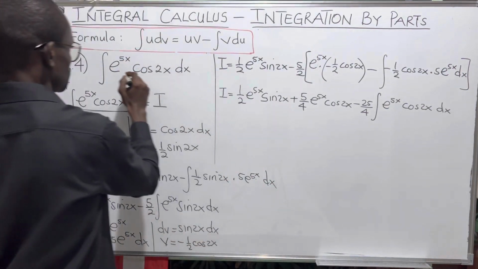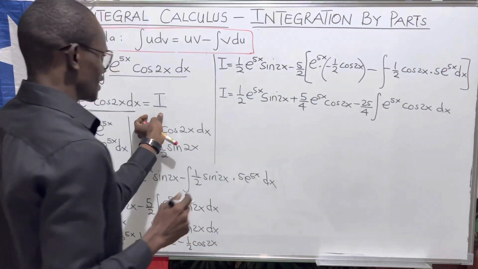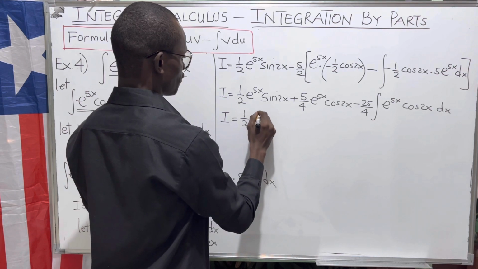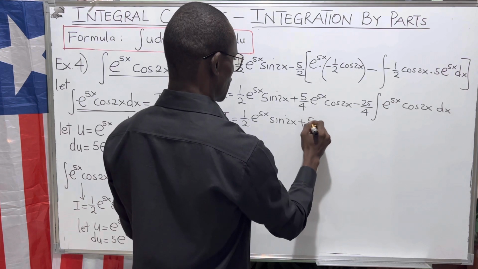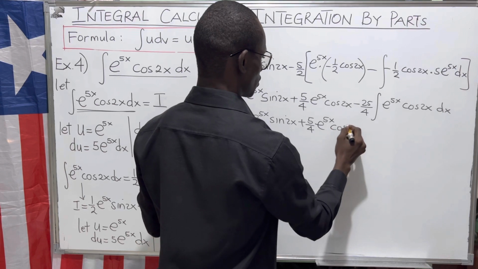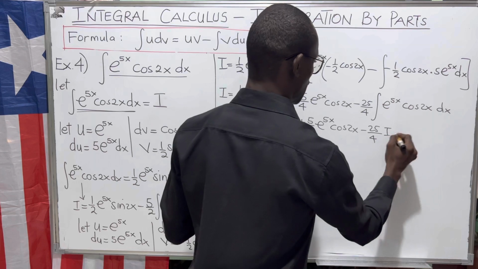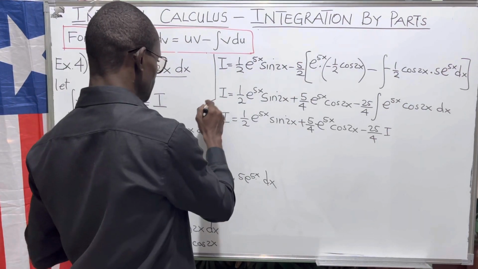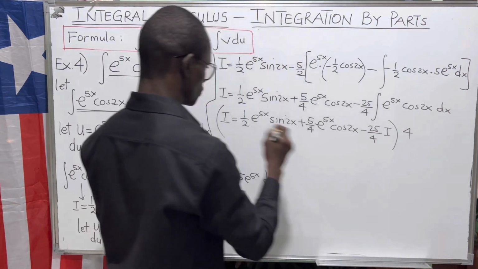So what do you observe? E raised to the power 5x cos of 2x, this is already my r. So I'm going to say r is 1 over 2 e raised to the power 5x sine of 2x plus 5 over 4 e raised to the power 5x cos of 2x minus 25 over 4 r. So that is my r. I can multiply this entire expression by 4 to get rid of the 4.